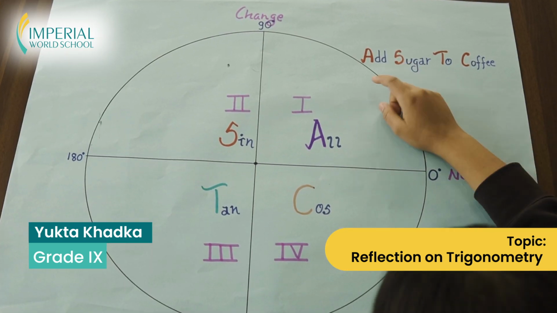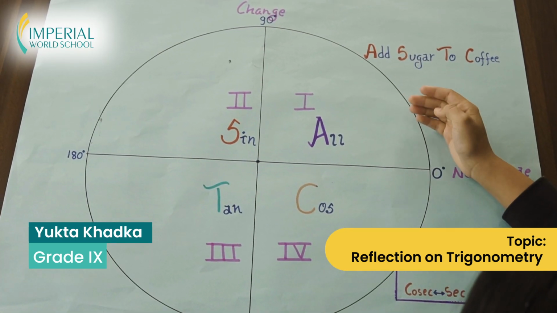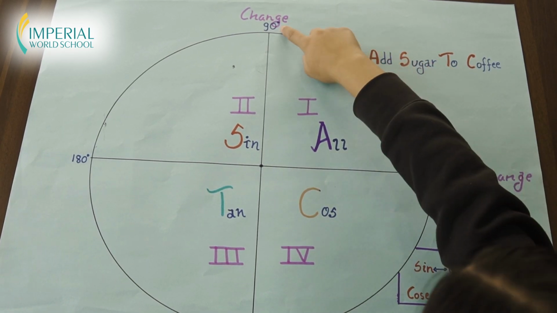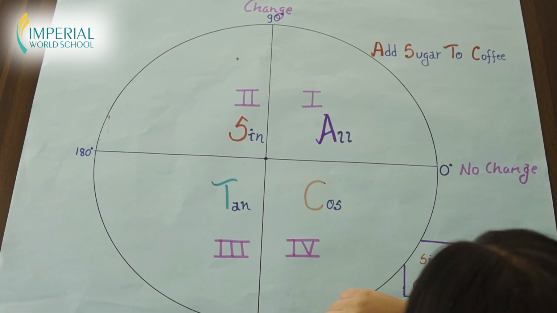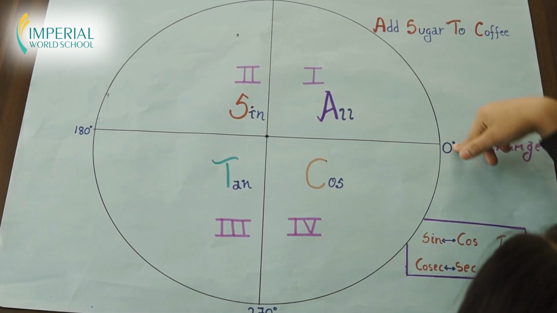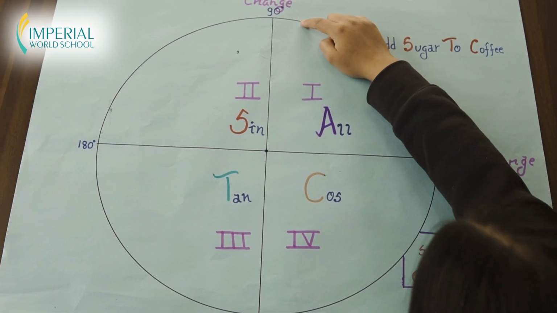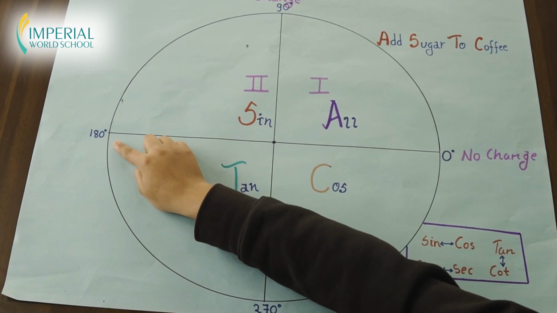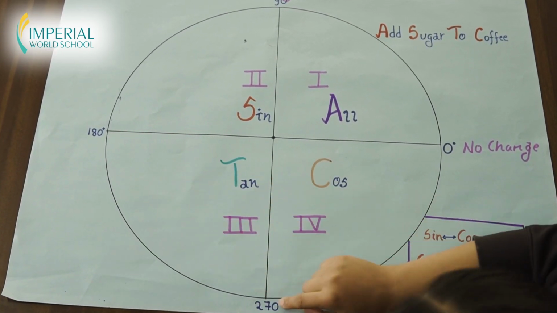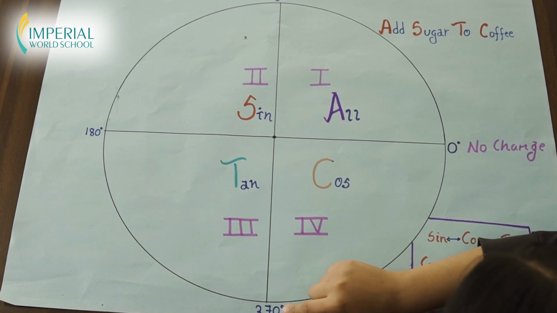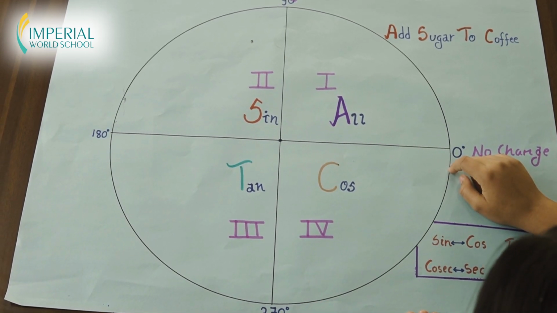As you can see, this is a circle and there are 4 quadrants. This is 0 degrees, this is 90 degrees, this is 180 degrees and this is 270 degrees. From 0 to 90 degrees is the first quadrant. From 90 to 180 degrees is the second quadrant. From 180 to 270 is the third quadrant, and from 270 to 360 is the fourth quadrant.